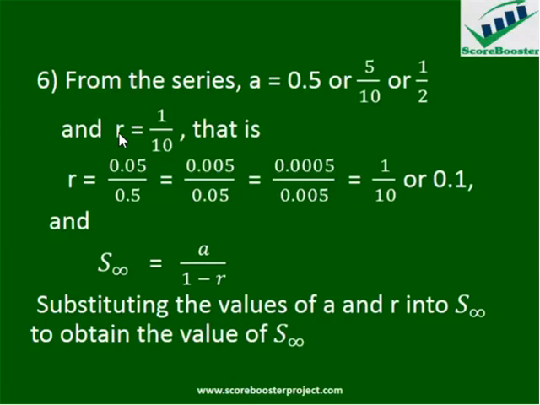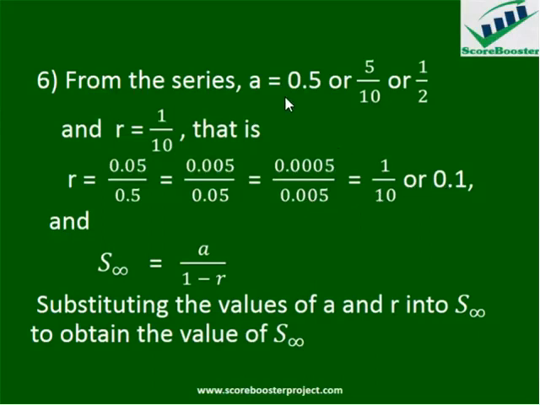So now we obtain the value of r by dividing the second term by the first, which is like 5/100. 0.05 when converted to fraction is 5/100 divided by 5/10, which is 5/100 multiplied by 10/5, and that will also give 1/10. And dividing the third term by the second term, which will also give 1/10, which must also be equals to dividing the fourth term by the third term. And if all of this is evaluated, we have the value 1/10, or when converted to decimal, we have 0.1.